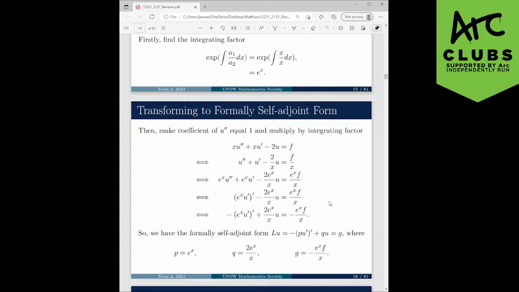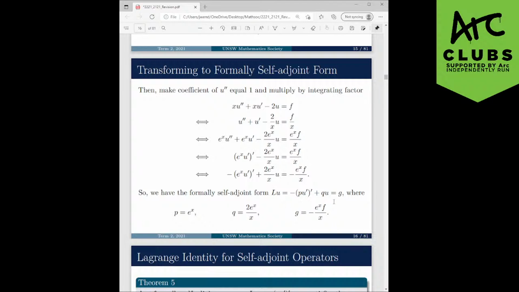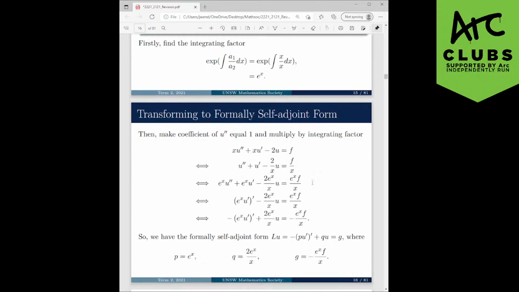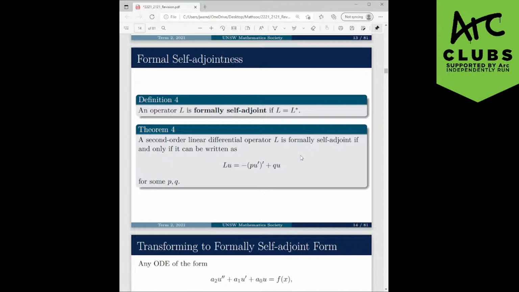If you're being particularly genre savvy, you'll probably see that the p is your integrating factor. And that can help you in some questions where you need p without the rest of it. Yeah, that's just a subtle thing. You don't really have to memorize that bit there, though. It doesn't take that long to get the whole form out. Yes, so that's getting to the formally self-adjoint form. Once you're in the formally self-adjoint form, you'll know the operator is formally self-adjoint.